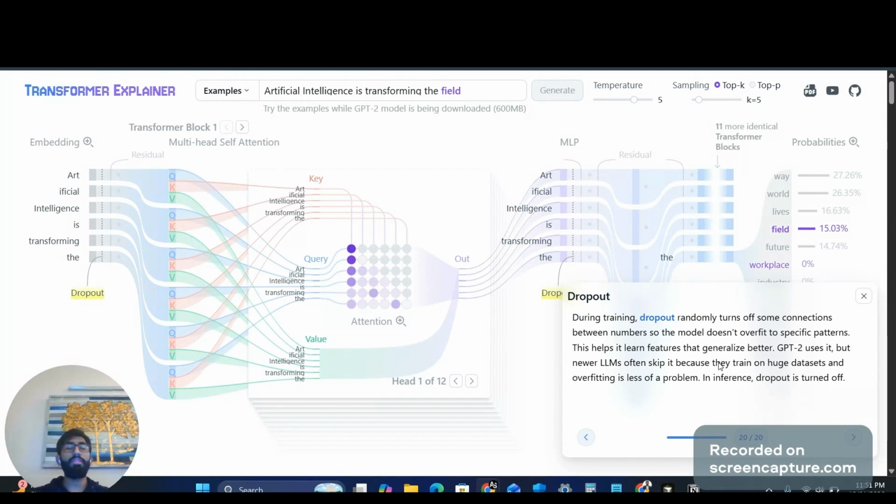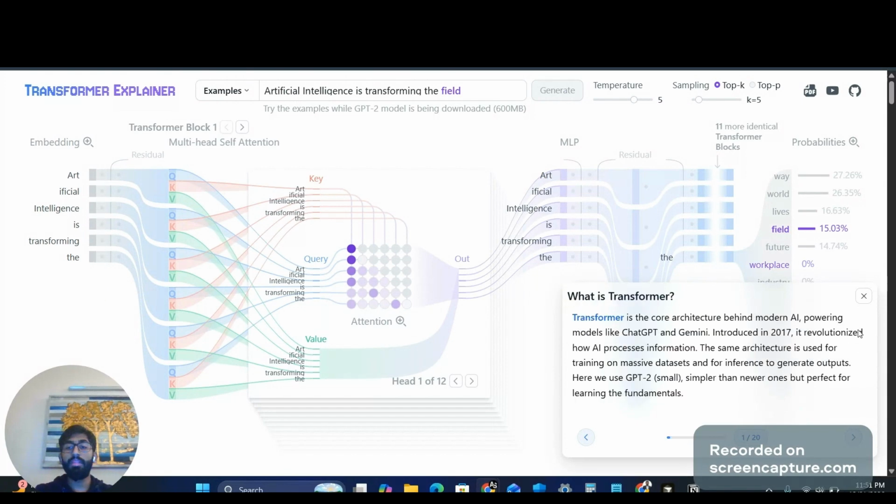So dropout is basically turning off some connections, some neurons, and then turning on some others, and in each process it will choose a random one to turn off. So in order to remove any bias or overfitting, the model can gain that during training as well. And yeah, that's mainly the transformer.